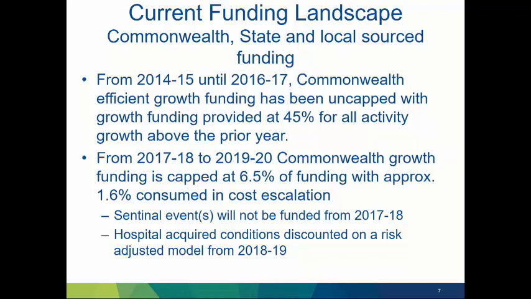The other context that's coming in is sentinel events, or what we call in this state never events, will not be funded by the Commonwealth from 17-18. Previously, they were factors of payment within the allocations of growth. And this year it's being shadowed, but next year it's proposed to apply hospital-acquired conditions will be discounted on a risk-adjusted model from 2018-19. In this state, we've estimated that's between $50 and $80 million worth of movement in the actual underlying $4 billion we get from the Commonwealth. So that's quite a bit of money.